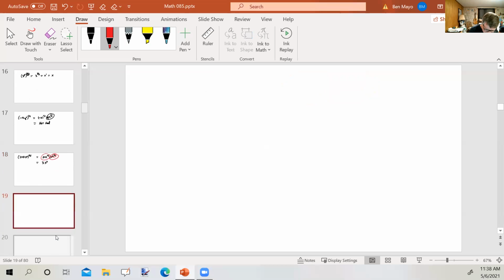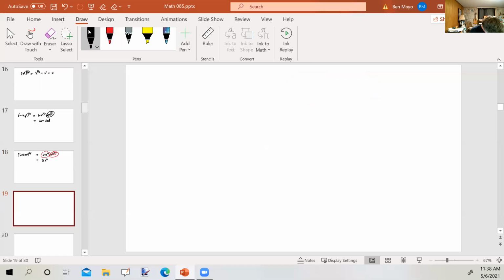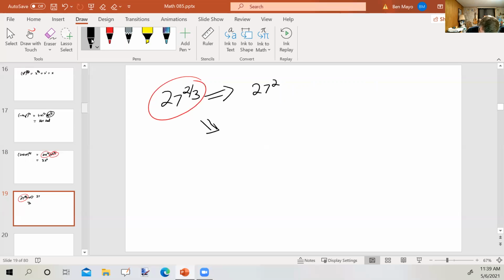Okay, let's see. Now, what about this? 27 to the 2/3 power. If we're taking a power and a root, and both the power and the root give you a real result, you can do them in either order. So in other words, I could do the power first, make it 27 squared, and then take the cube root. Or I could take the cube root of 27 and then square it.